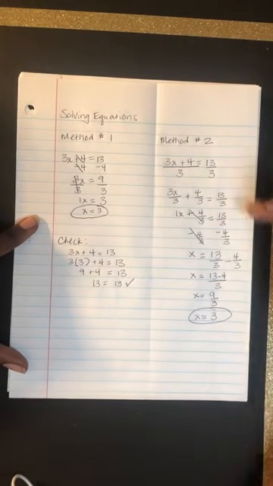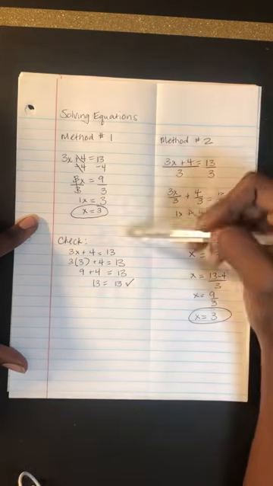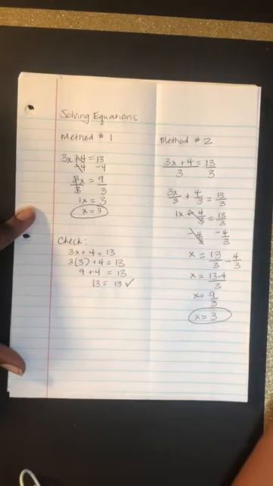Method 2 took a little bit longer, and we had to carry that fraction, and sometimes carrying fractions is kind of difficult, and they lead to mistakes. And method 1 is my preference, because if there's going to be a fraction, a lot of times you won't get it until the final step.